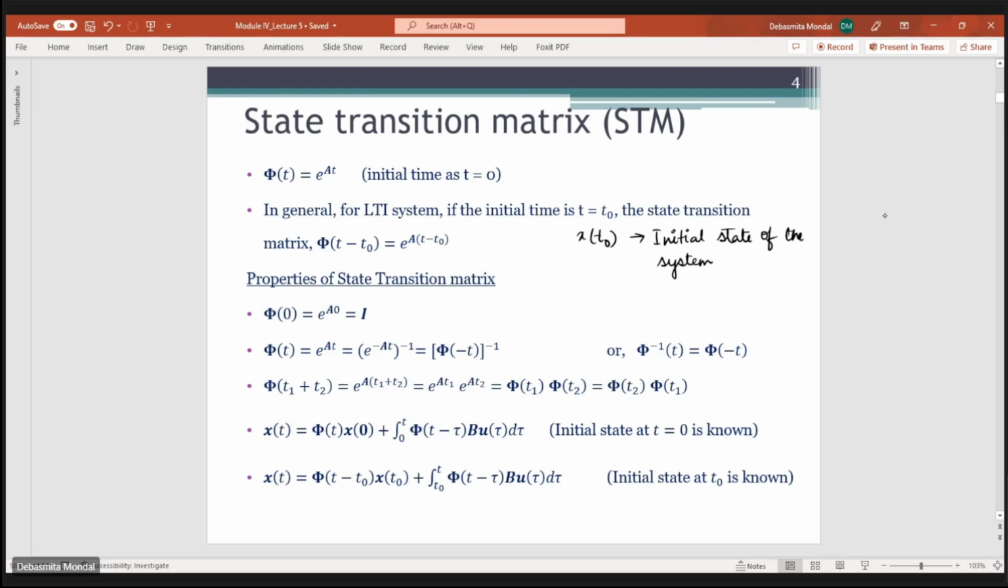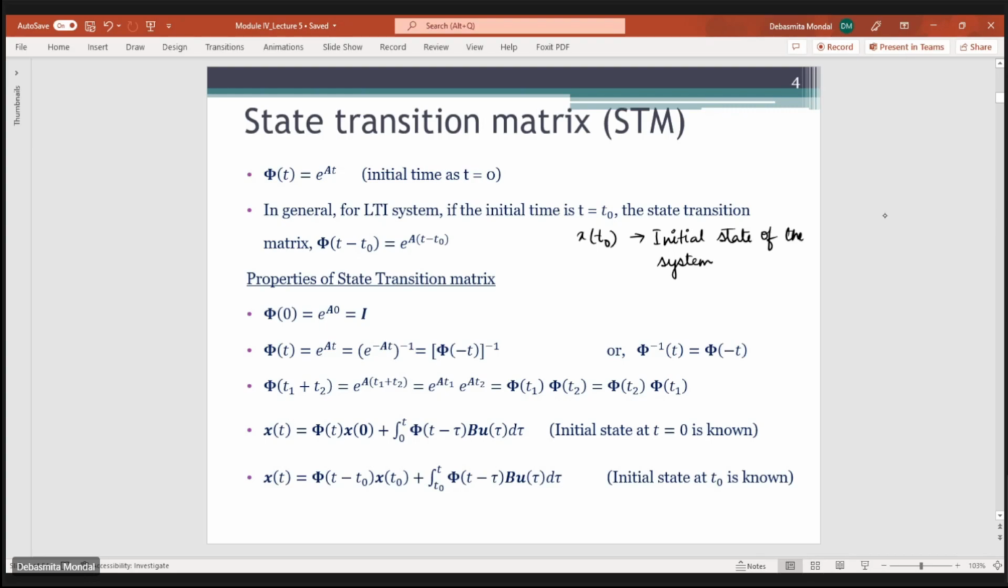Okay, so similarly, if you write phi(t), phi(t) is equal to e to the power At, you can simply write e to the power −At, the whole thing to the power −1. So e to the power −At is nothing but phi of −t, right? So this term becomes phi(−t) inverse, or in other terms you can write that phi(−t) is equal to phi inverse of t. Okay, so this is another property of the state transition matrix.